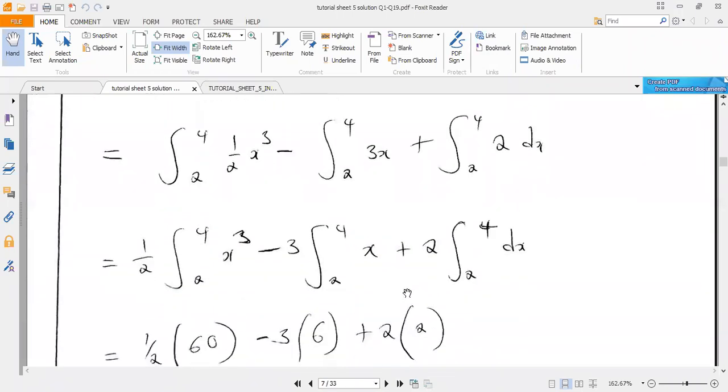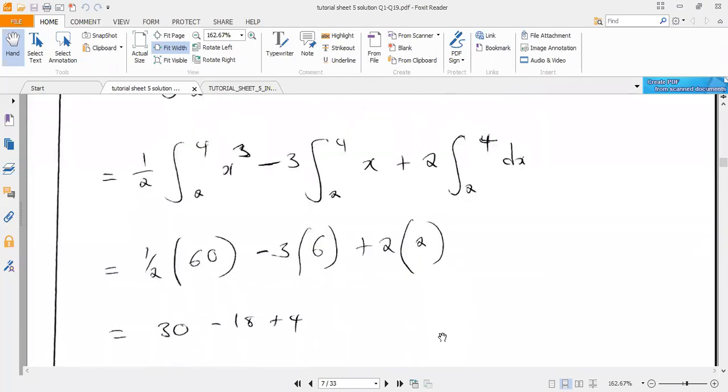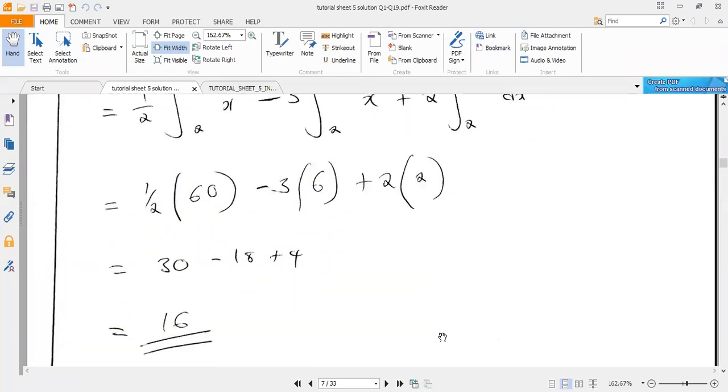So now that is going to be half the integral from 2 to 4 of x to the 3, minus 3 times the integral from 2 to 4 of x, plus 2 times the integral from 2 to 4 dx. Then these were given. This is 60, this is 6, this is 2. So now this is half of 60 minus 3 times 6 plus 2 times 2, which will now give us 16.